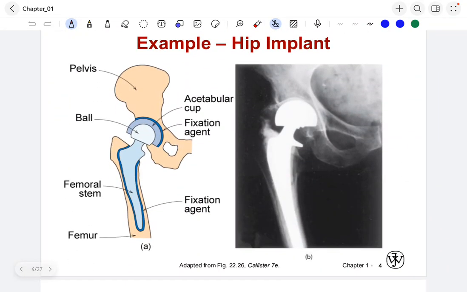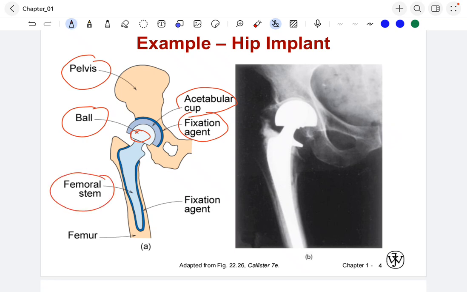Now, moving further, we talk about the pelvis in here. As you can see, this particular area is where we have the ball and the acetabular cup, as well as the fixation agent in here, the femoral stem, the femur, and the fixation agent as well in that particular area. And this is the part which is implanted within our bodies once we get some sort of surgery to fix that particular area.